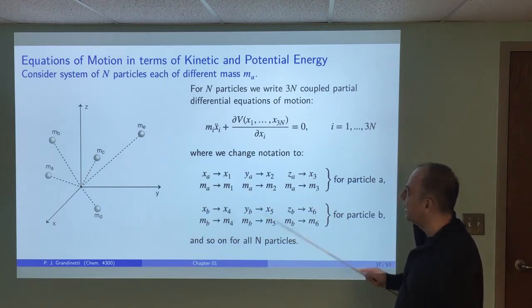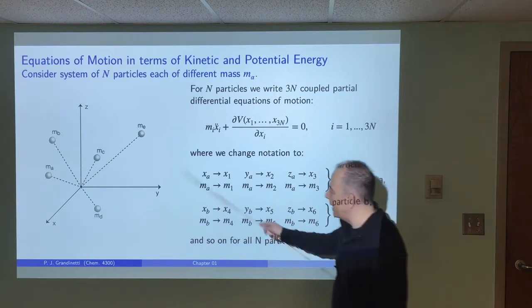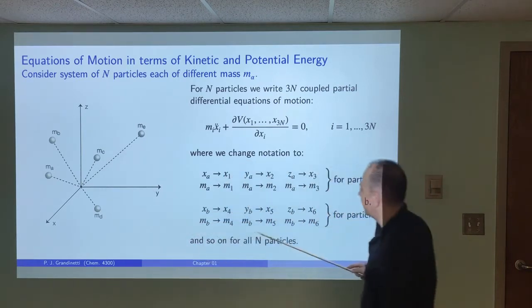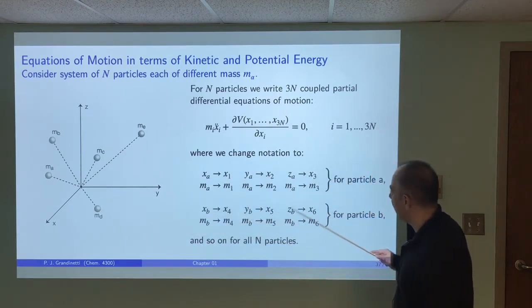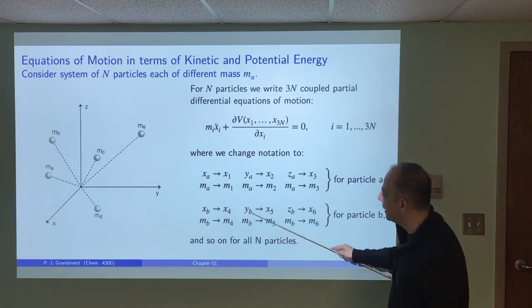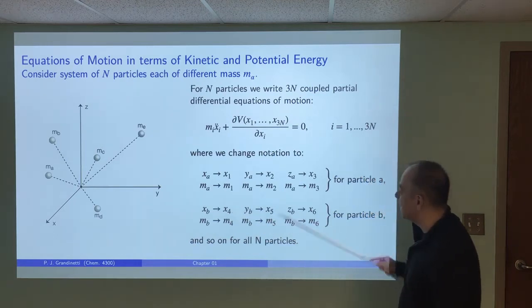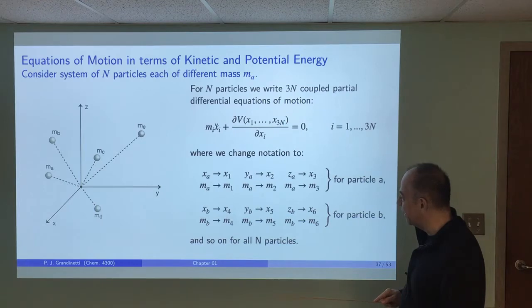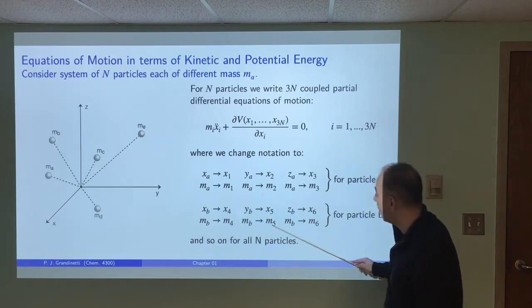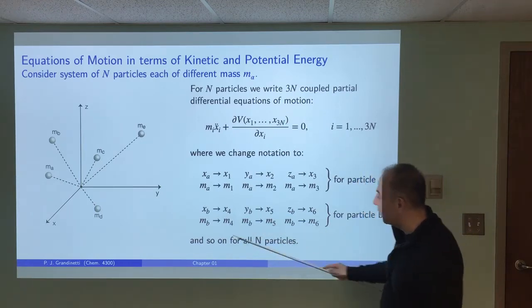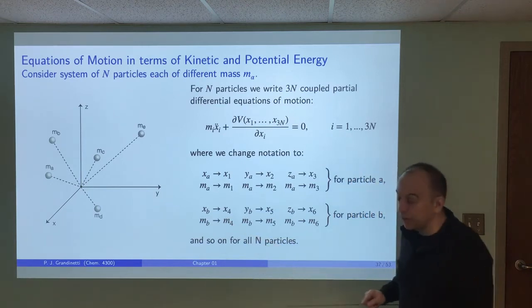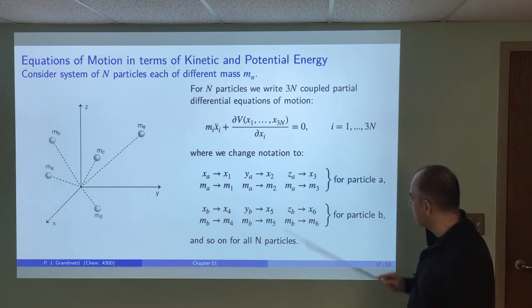All right? And next, for particle B, for example, I'm going to take x4, x5, and x6 and define those to be the x, y, and z positions of particle B. And I'm going to take m4, m5, and m6, and I'm going to define those to be the mass of particle B. Okay, so you can see the way I'm doing this. We continue on with all the particles.